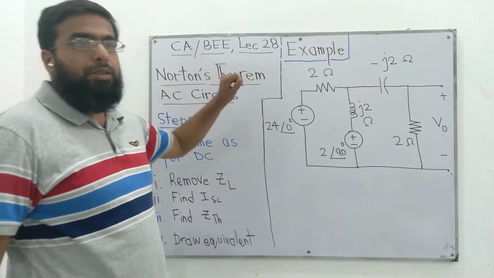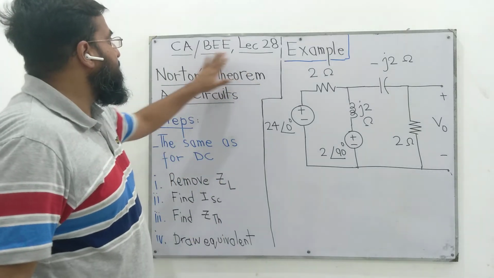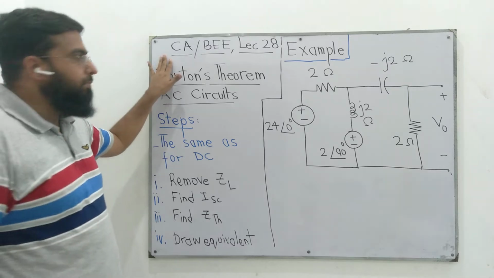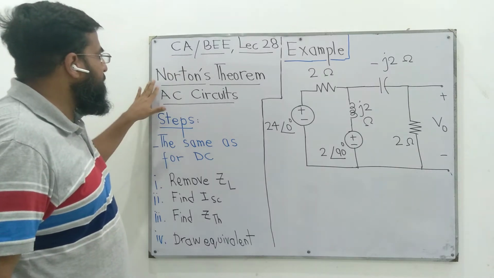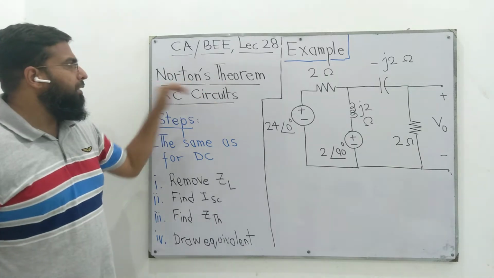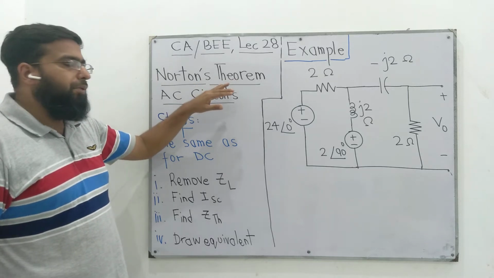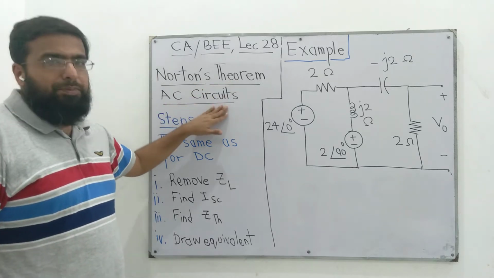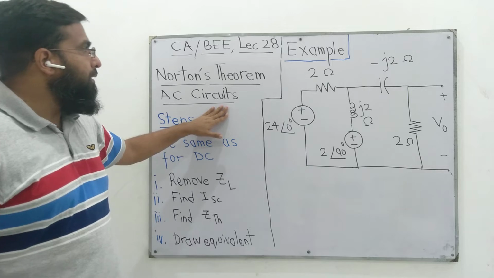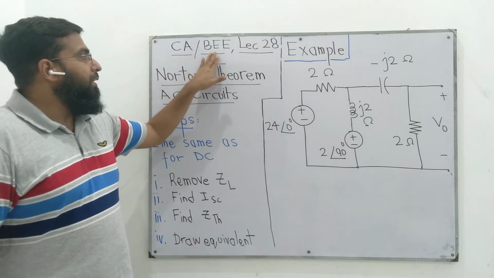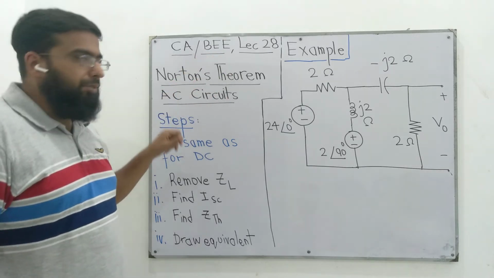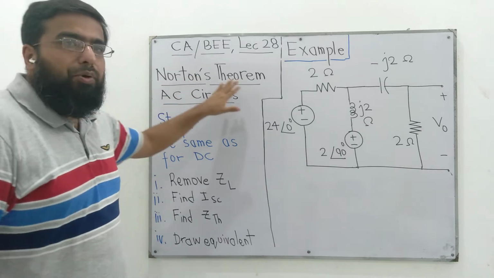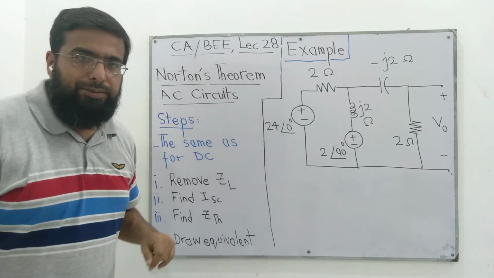Welcome to lecture number 28. We are studying circuit analysis. Today we will study Norton's theorem for AC circuits. Before that, we have studied in our earlier basic electrical engineering (BEE) lectures the same Norton's theorem for DC circuits.